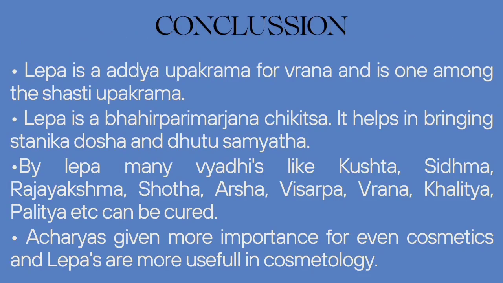Conclusion. Lepa is an Adya Upakrama for Vrina and is one among the Shashti Upakrama. Lepa is a Bahirparimarjana Chikitsa. It helps in bringing Sthanika dosha and Dhatu Samyata. By Lepa, many Vyadhis like Kushta, Sigma, Raja Yakshma, Shuta, Harsha, Visarpa, Vrina, Kalitya, Palitya, etc. can be cured. Acharyas gave more importance even to cosmetics, and lepas are more useful in cosmetology.